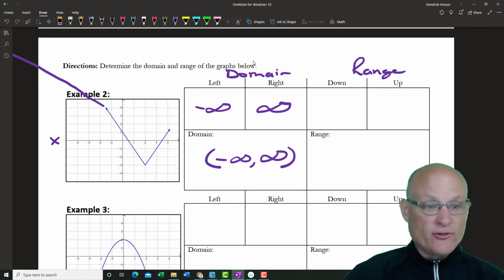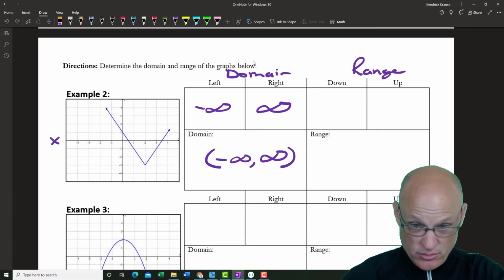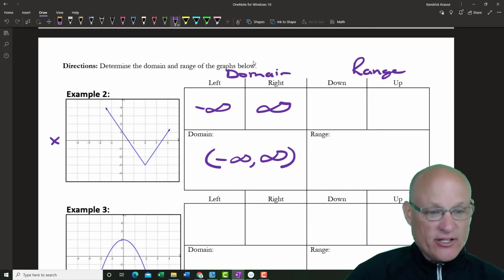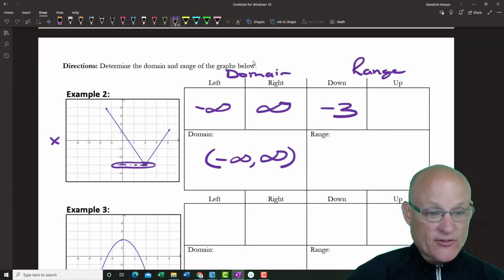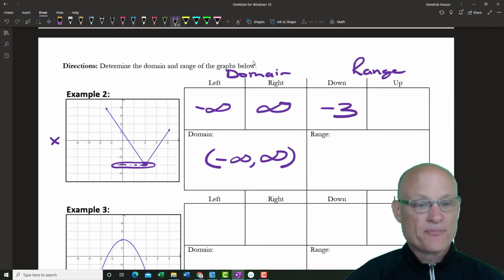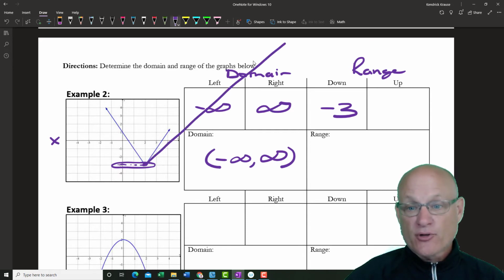Now, as far as range goes, we got a little bit different. Range is the lowest value down and the highest value up. So if I look down here, this is the lowest point on the graph, and that's at -3. And it looks like I got a solid circle there. It's always a solid circle unless you see an open circle. And how far up does it go? Well, it goes forever and ever up, so it's going towards positive infinity. So small number on the left, big number on the right.